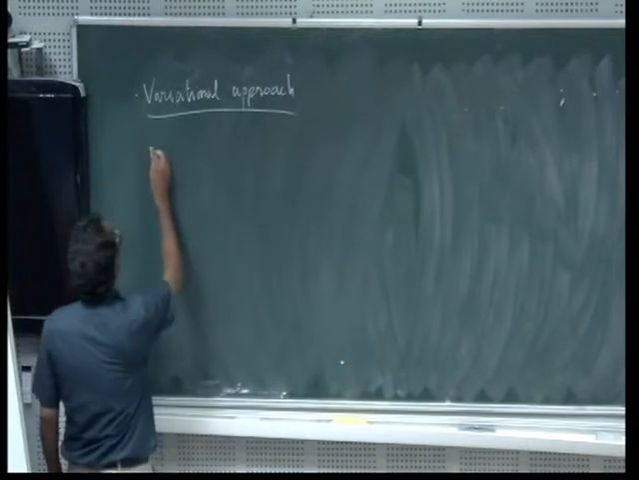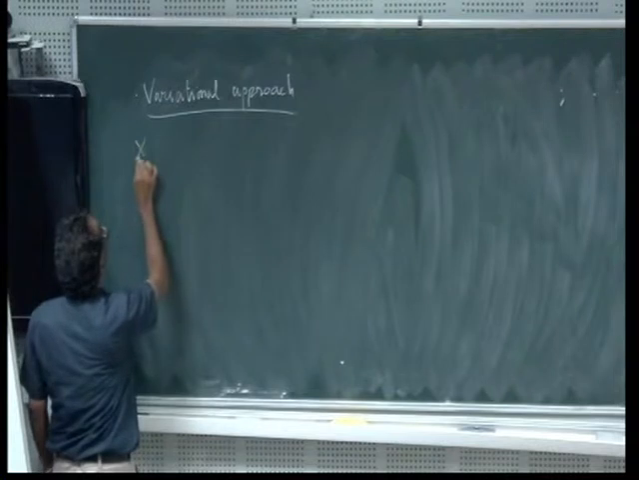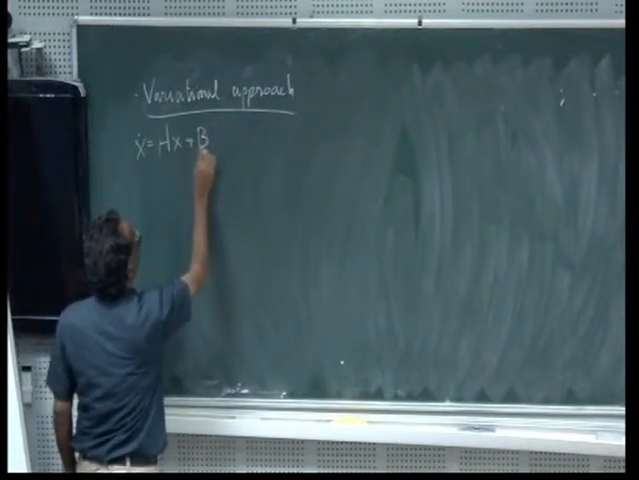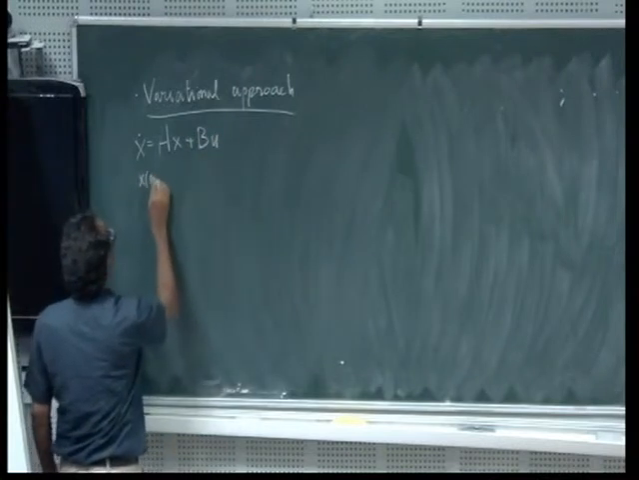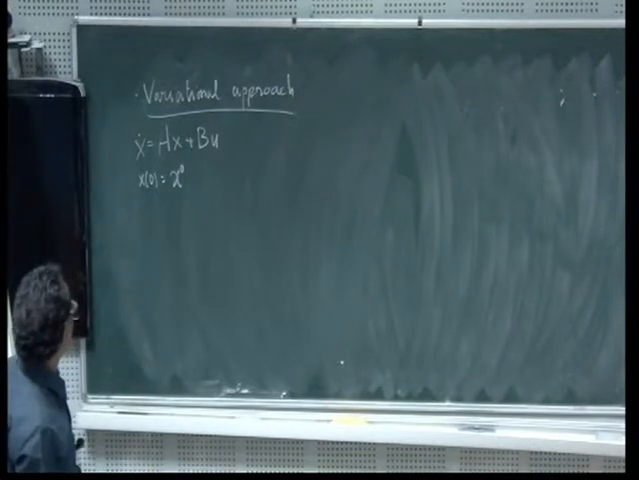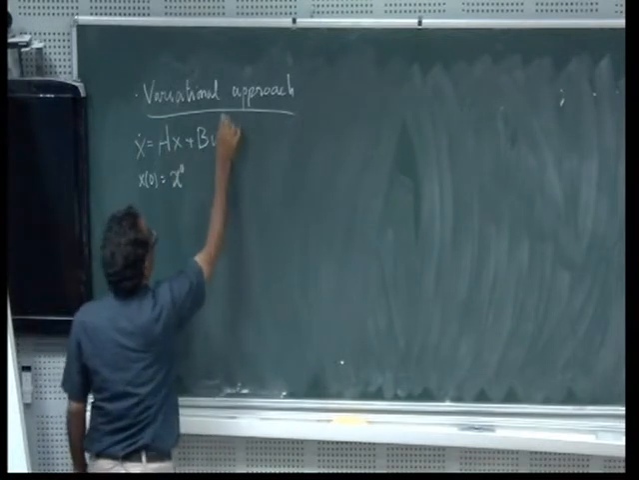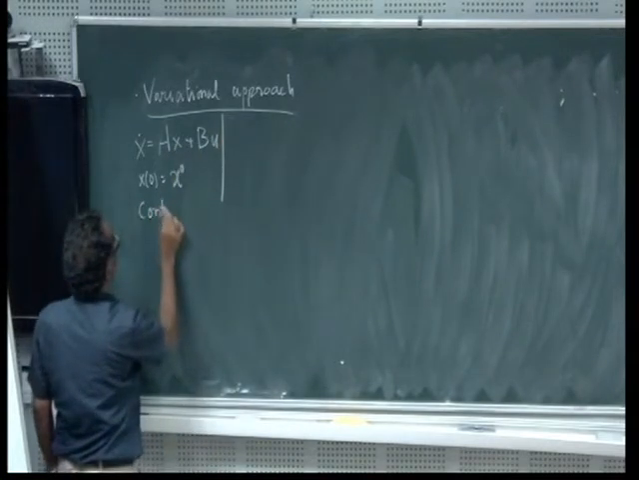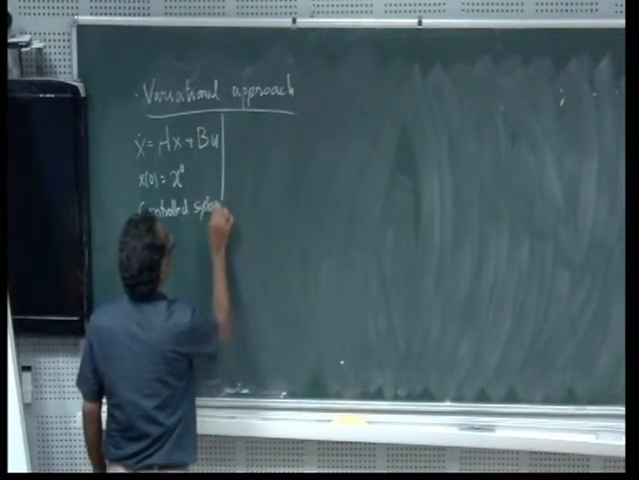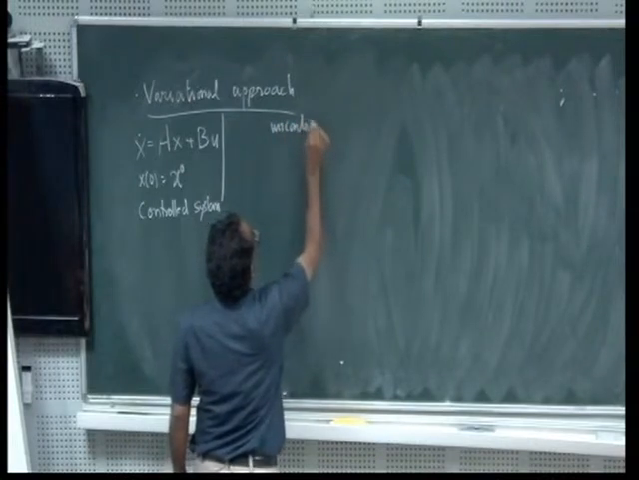So I have an observable system. Let's denote this: x dot is equal to Ax plus Bu, with x at 0 equal to x naught, right? This is a control system, because you have a controlled system. I will also now first introduce an uncontrolled system.